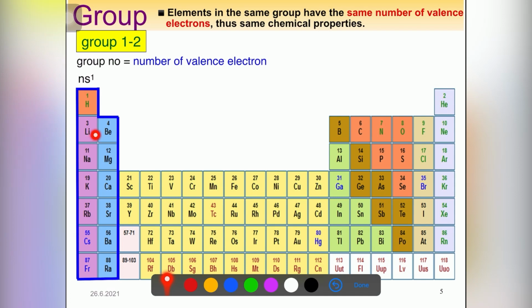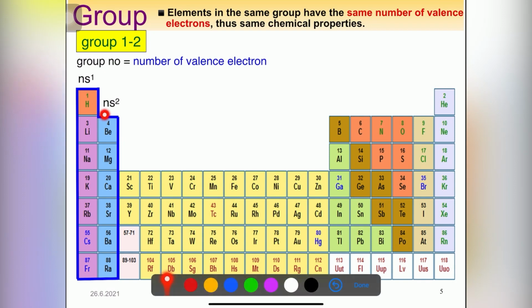If lithium, it is located in period 2. So the highest n is 2. And the electronic configuration for the valence electron is 2s1 because it is located in group 1. So it has 1 valence electron. So the electronic configuration for lithium is 2s1.